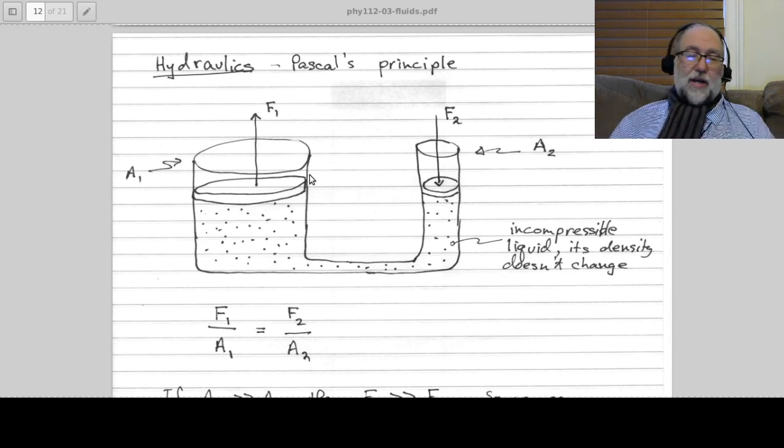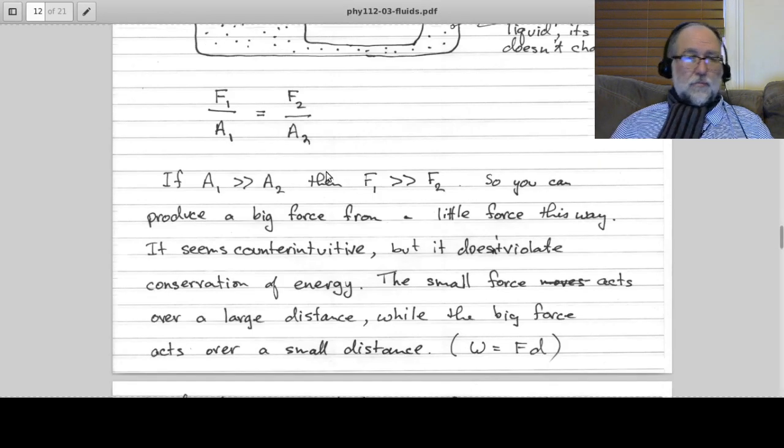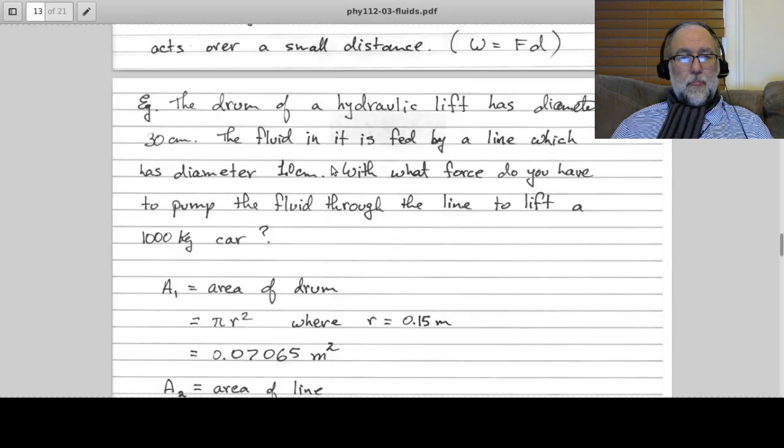Now, I didn't prove that for you. I don't have to, but you could see intuitively what's going on. So yes, you have a little bit of force, but you're going to have to apply that little bit of force over a much larger distance here to get a bigger force acting over a smaller distance over there. So that's what's going on. But for our problems, that's just to help your intuition. For our problems, we're just going to use this formula right here. So let's do a problem.